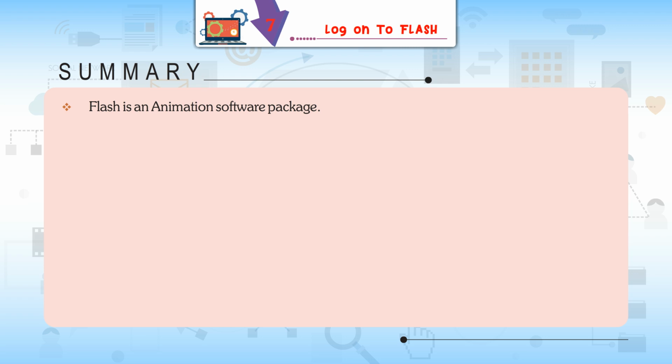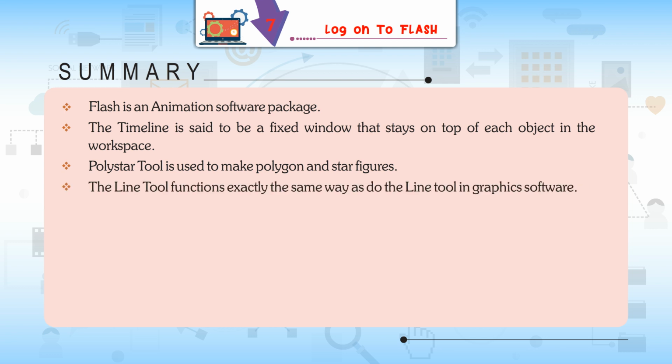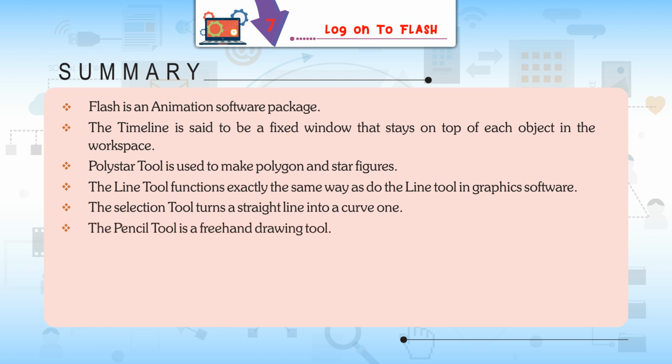Summary. Flash is an animation software package. The timeline is a fixed window that stays on top of each object in the workspace. Polystar tool is used to make polygon and star figures. The line tool functions exactly the same way as the line tool in graphics software. The selection tool turns a straight line into a curved line. The pencil tool is a freehand drawing tool.